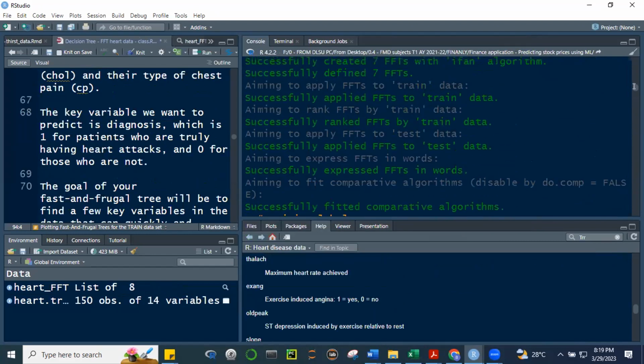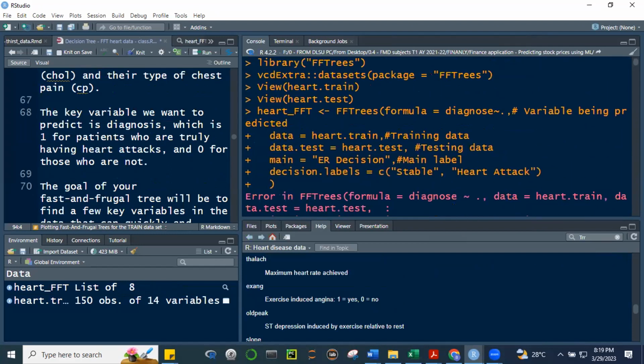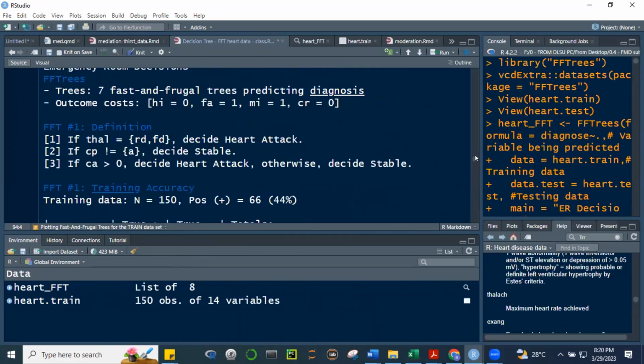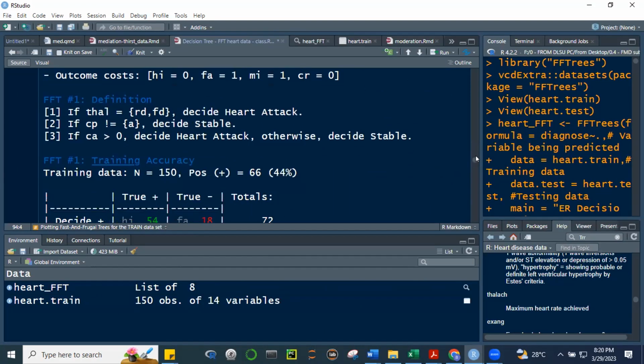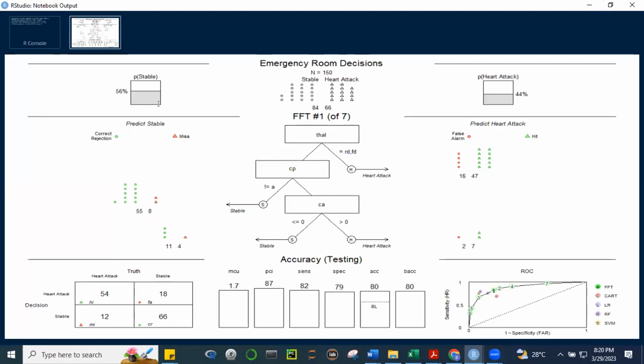84 over 150. Ilan yung total natin? 150, di ba? 150, yes, sir. Tapos ilan yung may heart disease? 66 out of 150. So ilan yun? 44%, right? Therefore, of course, yung opposite, yung stable, should be 56%. Kasi 100% yun. Yun, yung kanina. Alright? 56% stable, 44% heart attack.